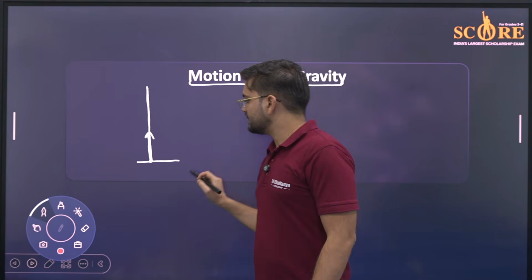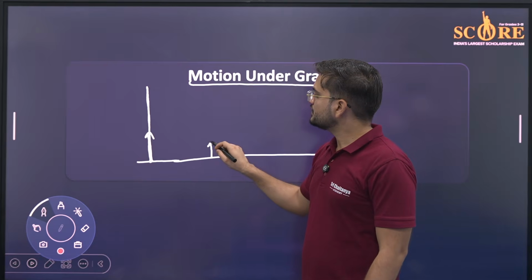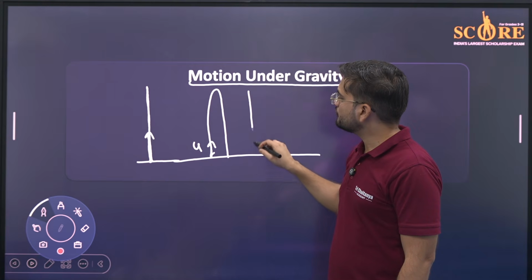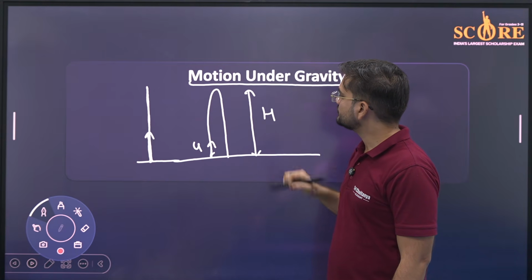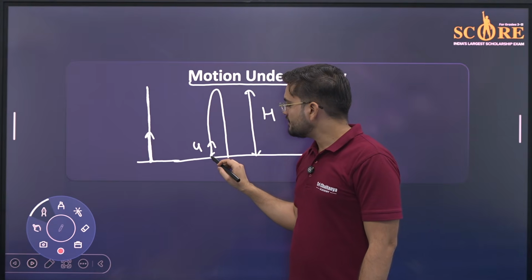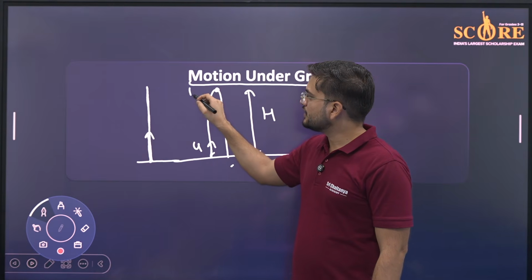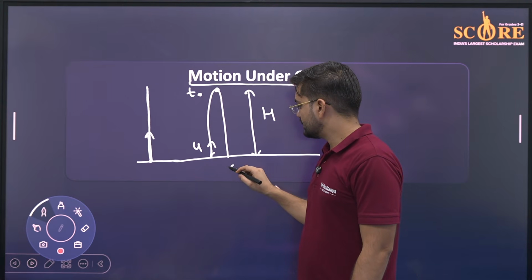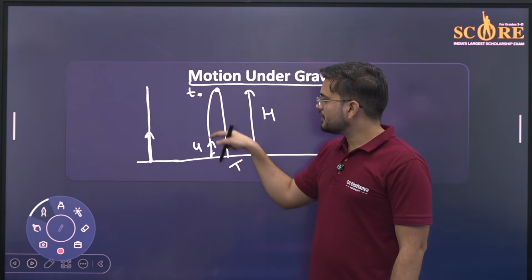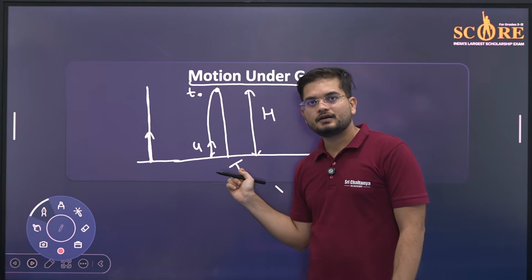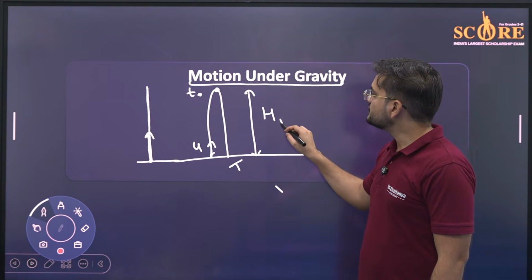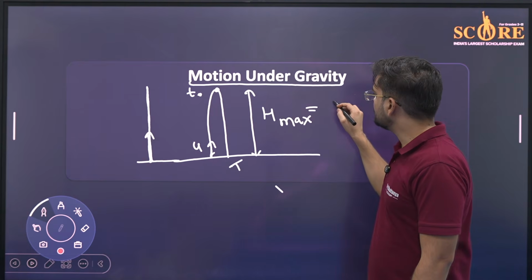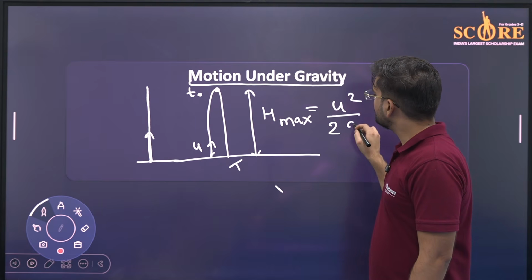If a particle is projected from the ground with initial speed u, then what is the maximum height? We call it H. What is the time taken by the particle to reach the highest point? We consider it t naught. And time of flight is the time taken by the particle to reach the ground. So the H max, maximum height achieved by the particle, is u square by 2g.